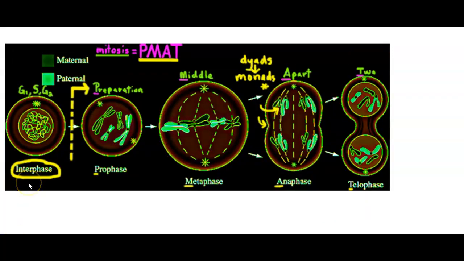Interphase, G1, S, G2. Everything is doubling. Monads become dyads. So we have 2 of every kind. 2 of the big ones, 2 of the little ones. Meta, middle, line up in the middle, single file. So these little star things, those are the centrioles making a spindle. Notice there's a spindle for every dyad.